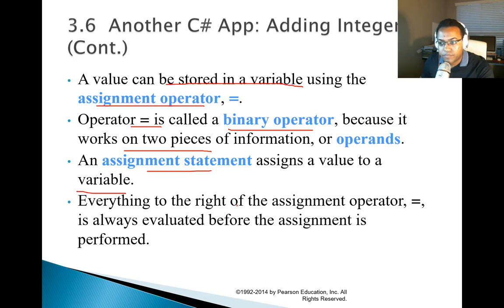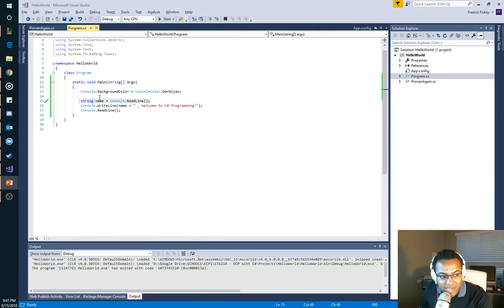Meaning, everything on the right side of this equal sign is executed first. The program is executed from right to left. Now, why is that? The reason is that you can't put whatever somebody types... In this case, Console.ReadLine is asking the user to type something into the console. But you can't put whatever the user types into nothing. You first have to define where it's going to go.